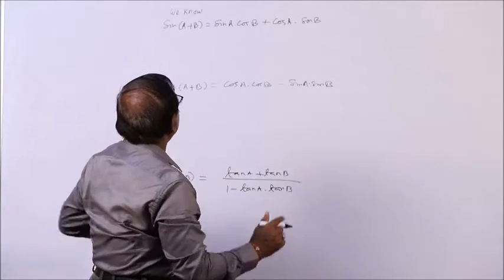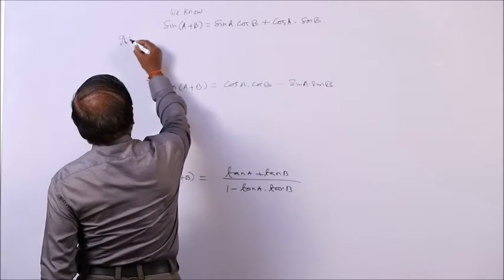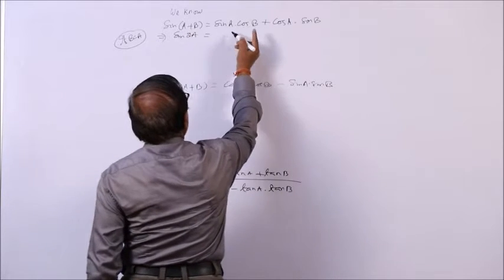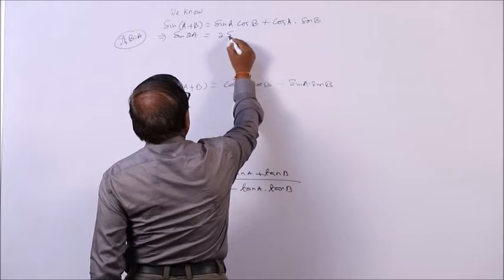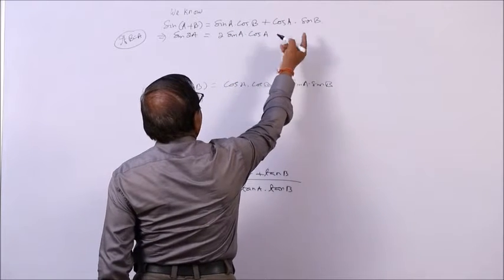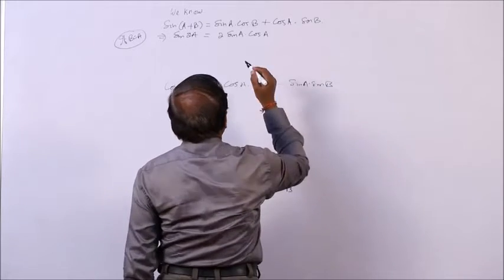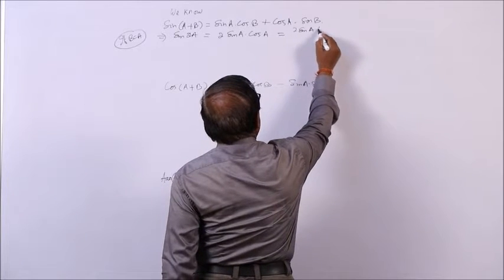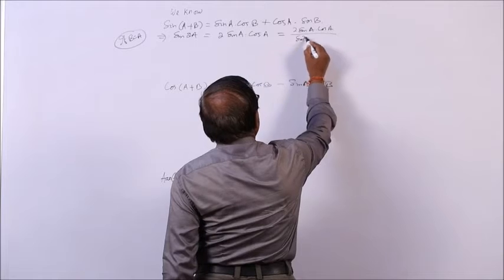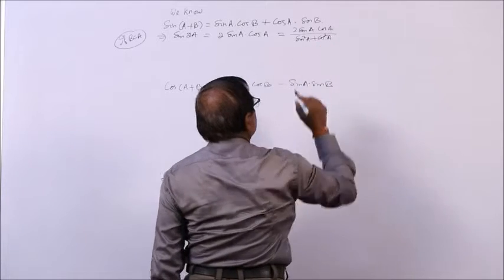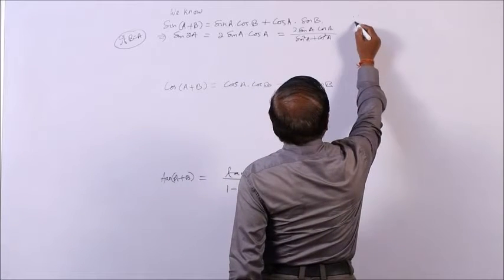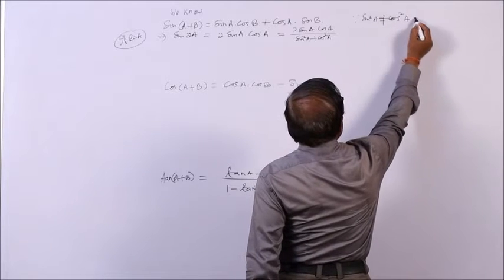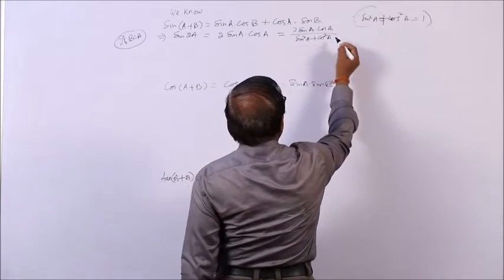We have discussed this. Now, if B is equal to A, that implies sin 2A becomes sin A cos A plus cos A sin A. So this becomes 2 sin A cos A, which can be written by dividing by sin square A plus cos square A, because we know sin square A plus cos square A is 1. So dividing by 1 is nothing.